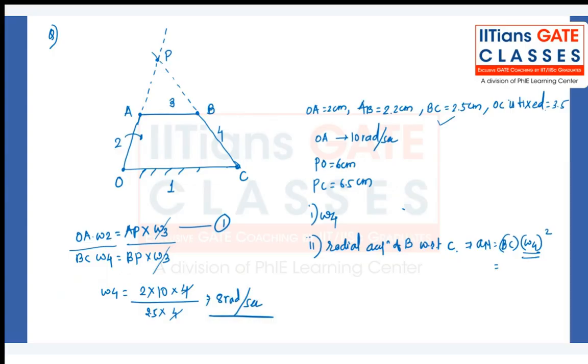I hope you are following. And we'll put it here, 2.5 into 8 square, which is 160 centimeter per second square. Okay, 160 centimeter per second square is the final answer.